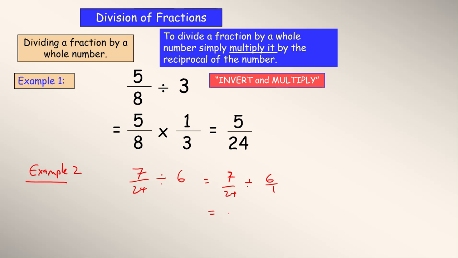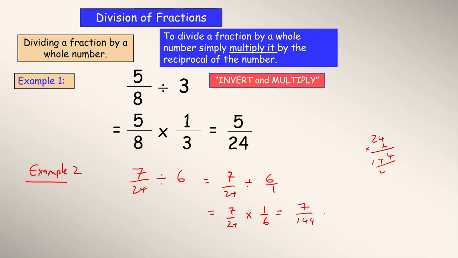Now, that's the same thing as 7 over 24 times, and I flip this over. That's inverted, 1 over 6, which is equal to 7 over 24 times 6. I'm going to do it in the margin. 6 times 4 is 24, carry 2, 12 plus 2, 144. 7 over 144. Job done.